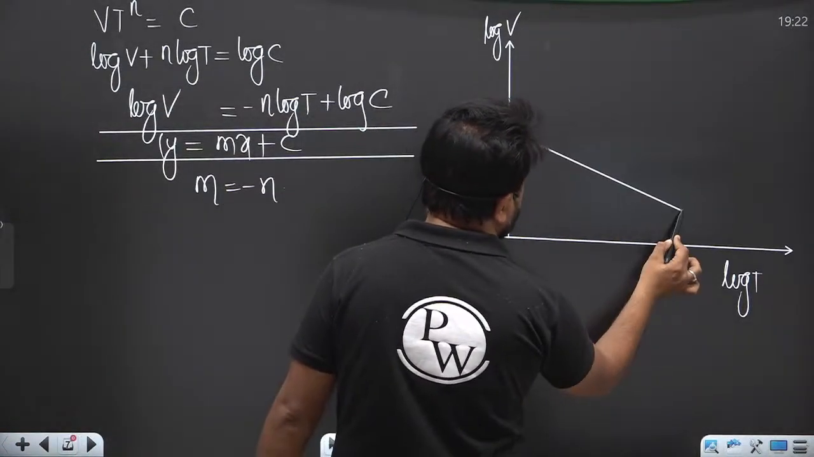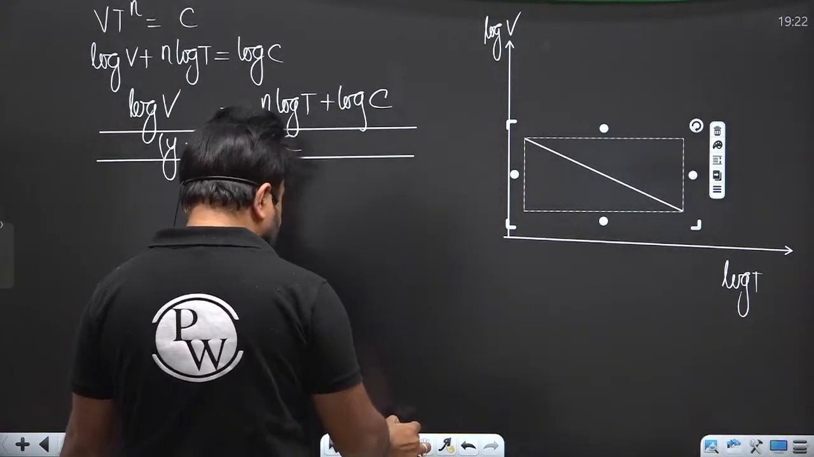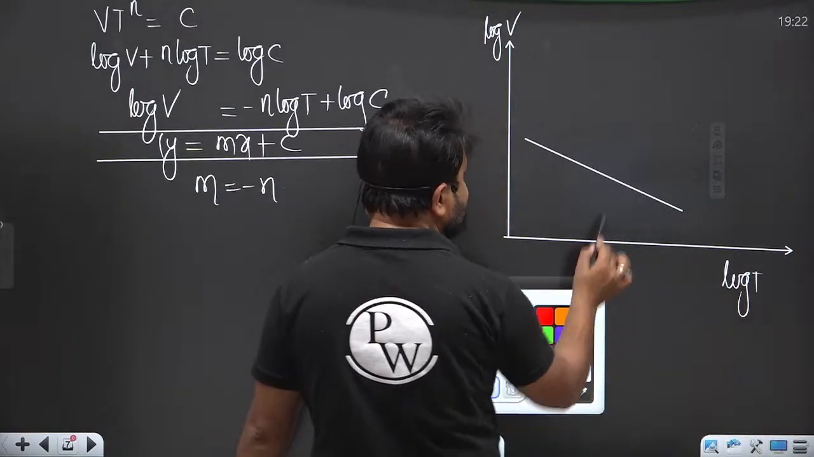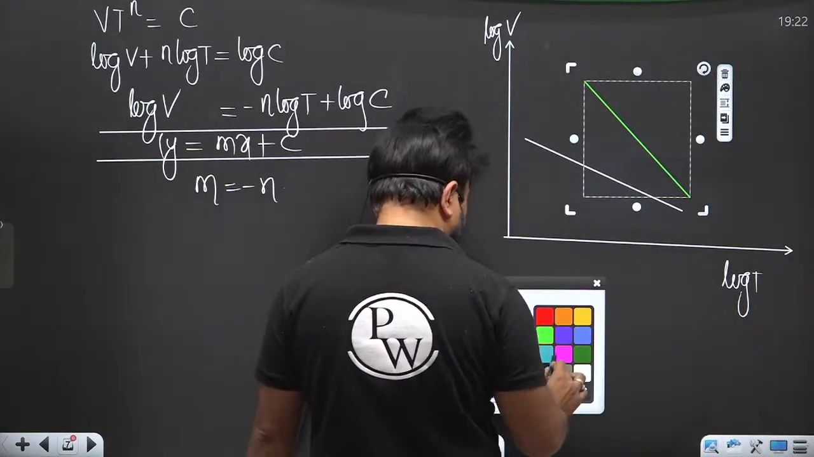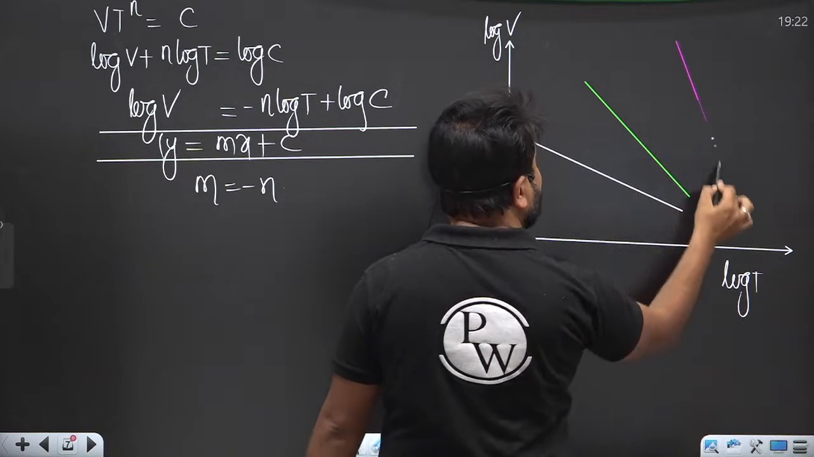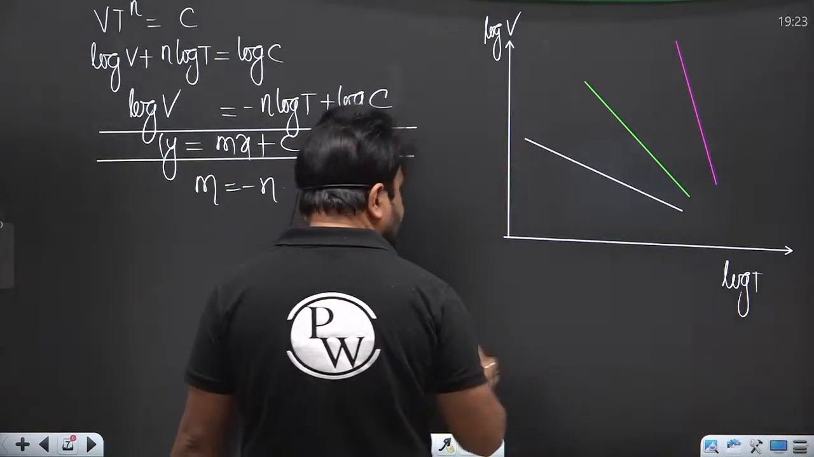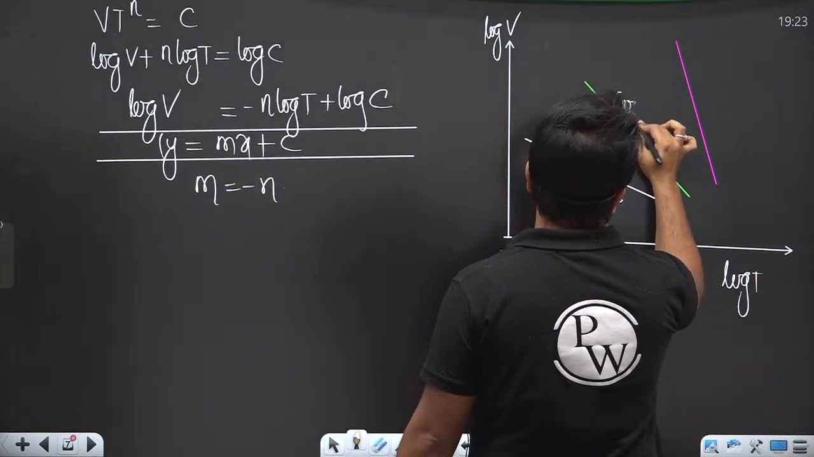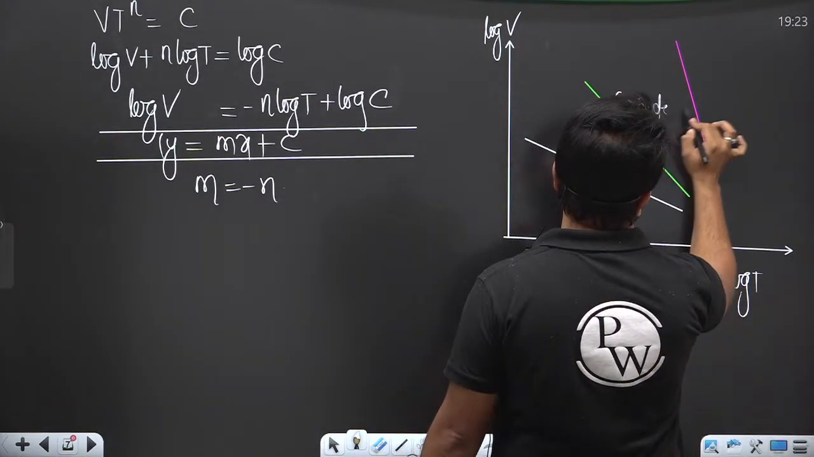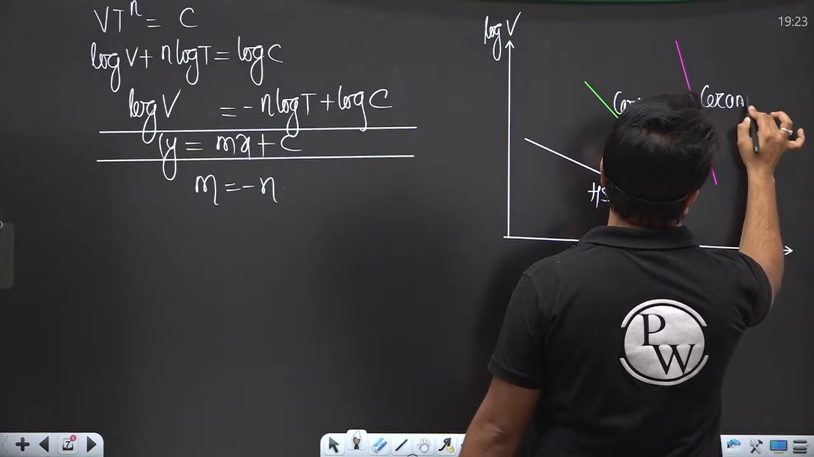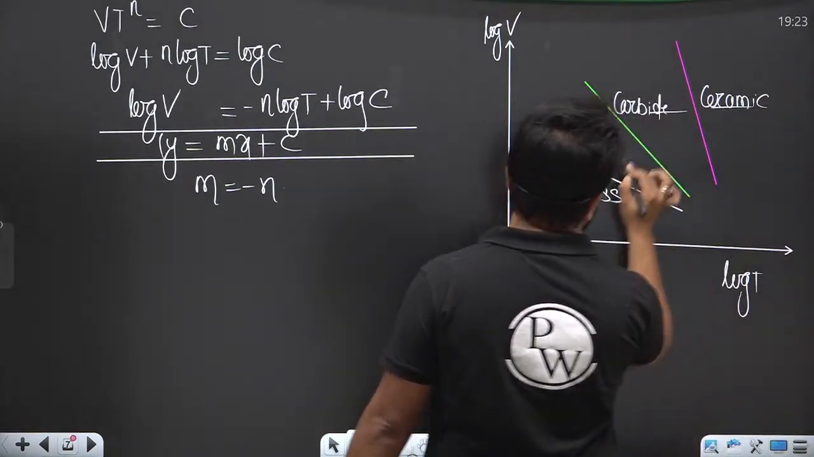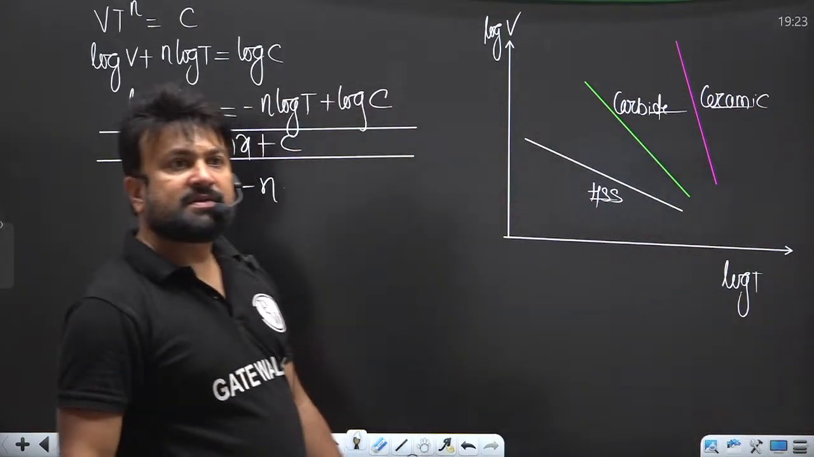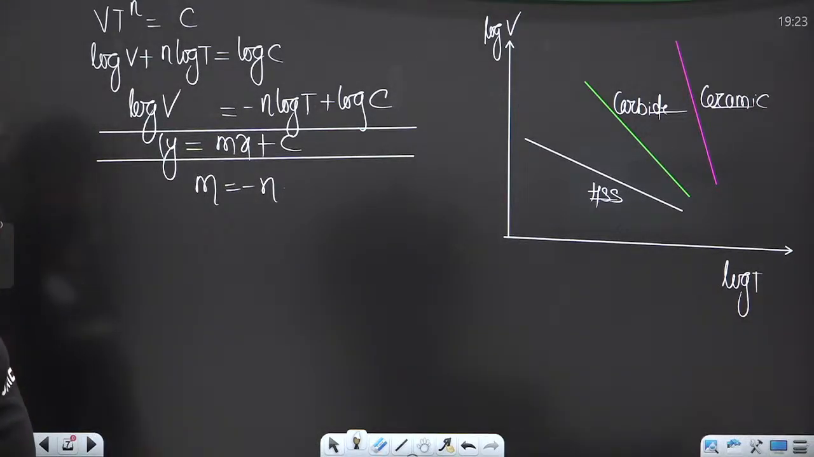See here, for carbide the value of n increases, and for ceramic the value of n increases again. So it must be for HSS, it must be for carbide, and it must be for ceramic. Understood? So this is the graph between log V versus log T. I hope this point is crystal clear.